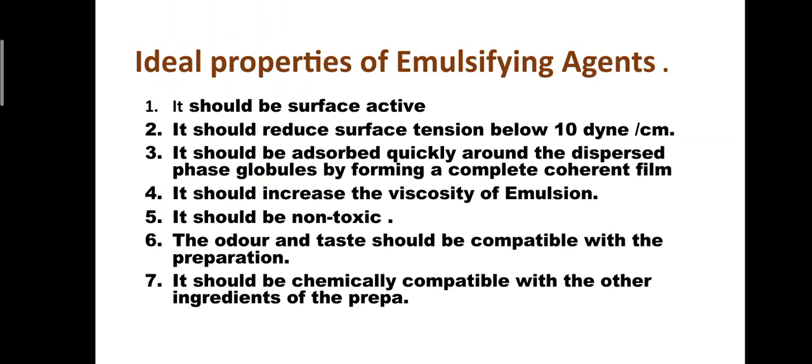Next point, ideal properties of emulsifying agents. First, it should be surface active. Second, it should reduce surface tension below 10 dyne per centimeter. Third, it should be adsorbed quickly around the dispersed phase globules by forming a complete coherent film. Fourth, it should increase the viscosity of the emulsion. Fifth, it should be non-toxic. Sixth, the odor and taste should be compatible with the preparation. Seventh, it should be chemically compatible with other ingredients of the preparation. These are the ideal properties an emulsifying agent must have.